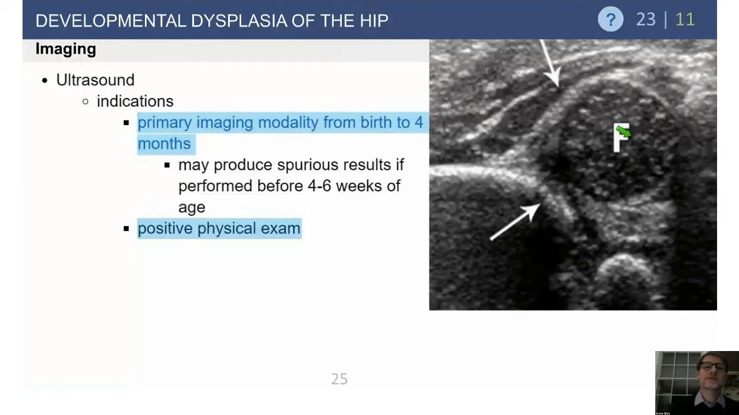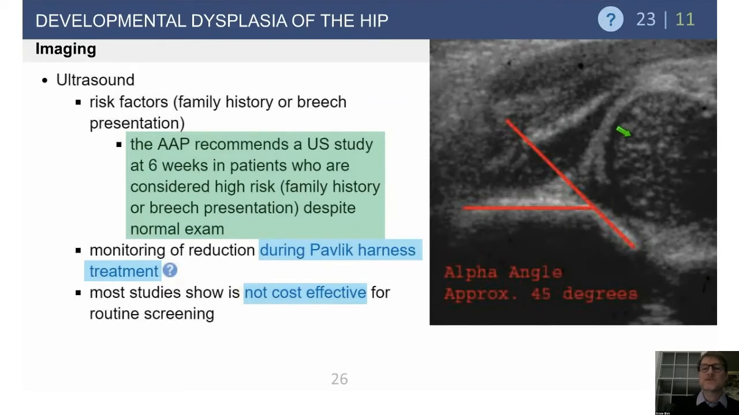Ultrasound is the primary imaging we get from birth to, I would say, up to 6 months. So the diagnosis is a physical exam and ultrasound. Those are the two keys to diagnosis in the newborn. The American Academy of Pediatrics, as well as POSNA, recommends an ultrasound study at 6 weeks in patients who are considered high risk. That's a family history or breech presentation, despite a normal exam. If a child's born breech and their exam is normal, they should come back at 6 weeks for an ultrasound screening test because their risk is higher for dysplasia than the general population.